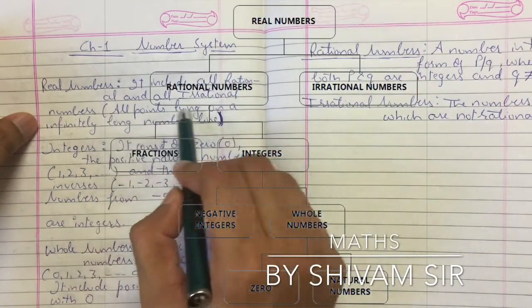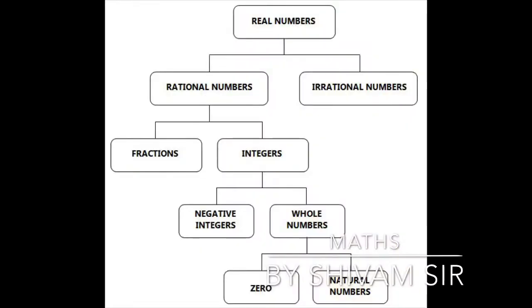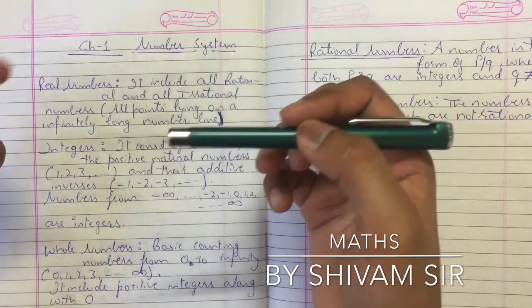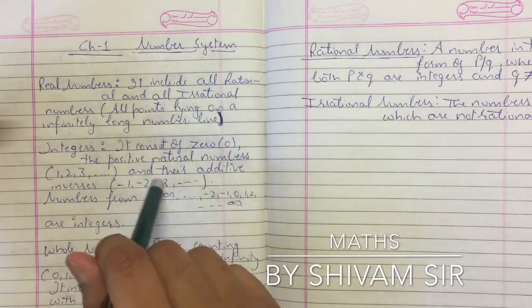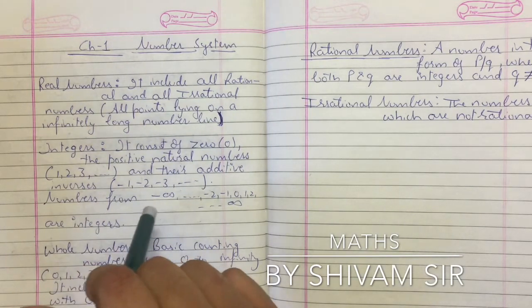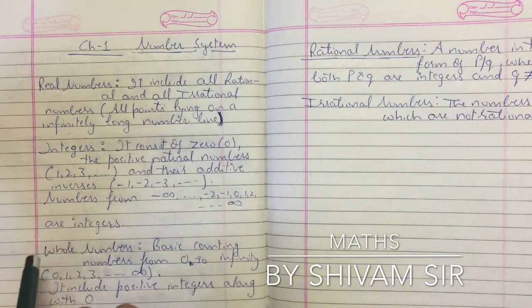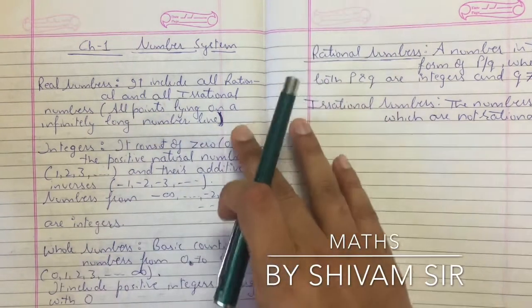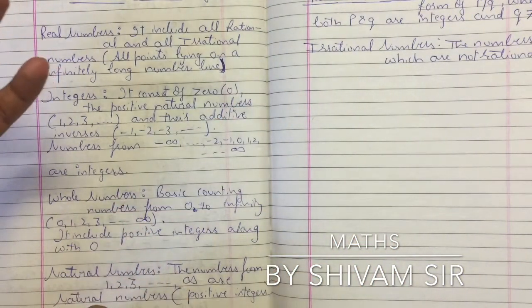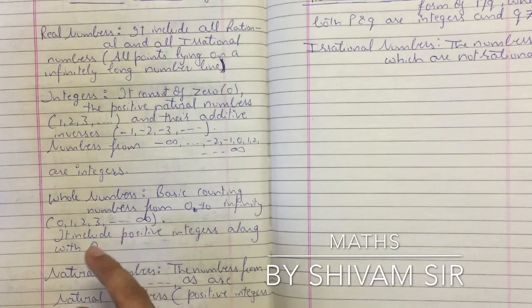That is, all points lying on an infinitely long number line are real numbers, starting from minus infinity to plus infinity. Similarly, integers. Integers consist of 0, positive natural numbers and their additive inverses. That is, numbers from minus infinity to plus infinity on the number line are integers. It does not include decimals. Next, whole numbers. Basic counting numbers from 0 to infinity are whole numbers. It includes positive integers along with 0.